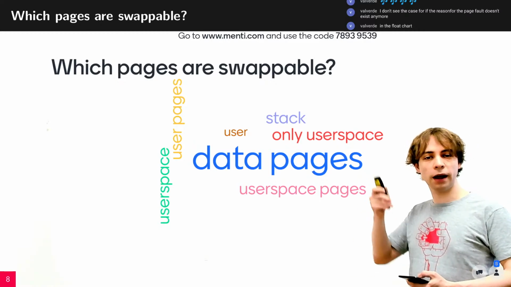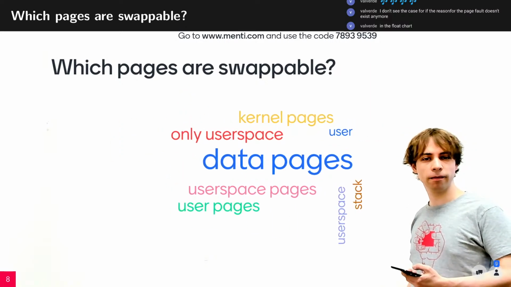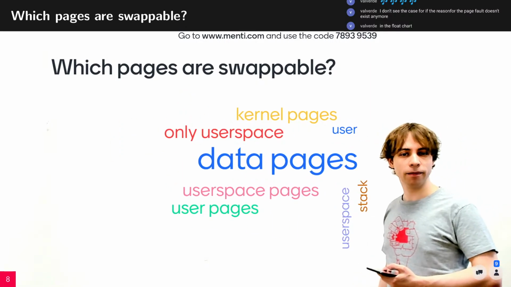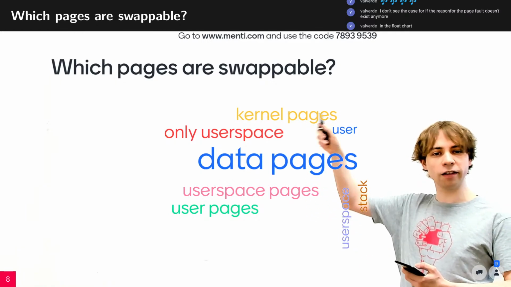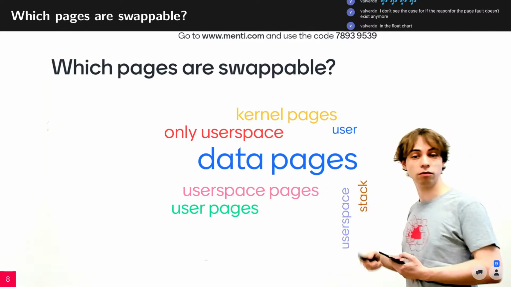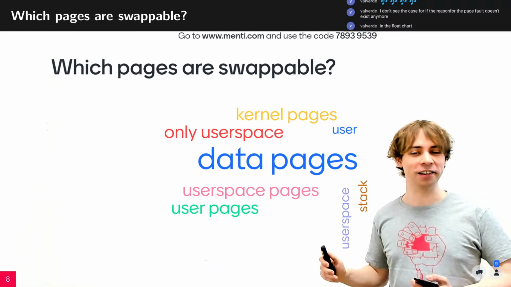What about code pages? Not data pages? Why not code pages? User space stack, data pages, user space pages. Kernel pages. Someone wants to swap kernel pages. Sure, you can do that. But I'm not seeing one suggestion here.